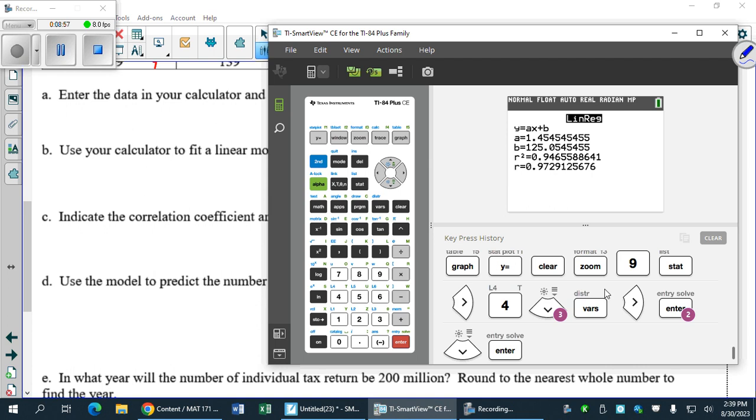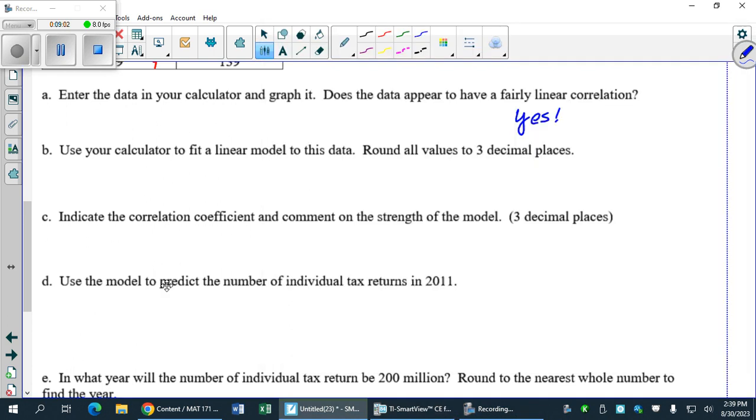Let me put this now here in the notes. It tells me to round to 3 decimal places, so y equals 1.455x plus 125.055.